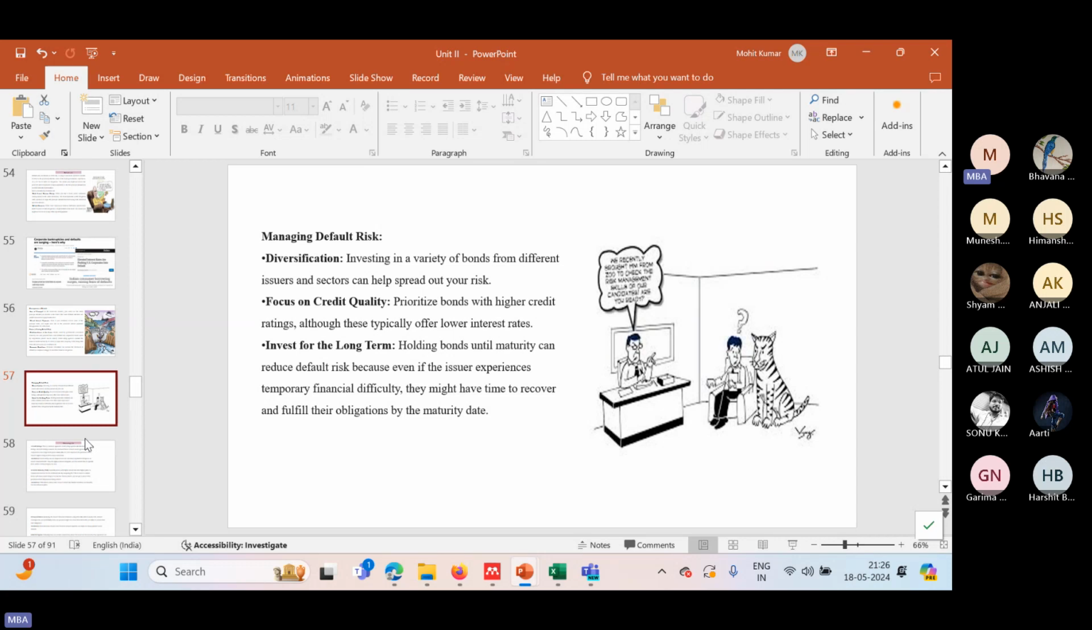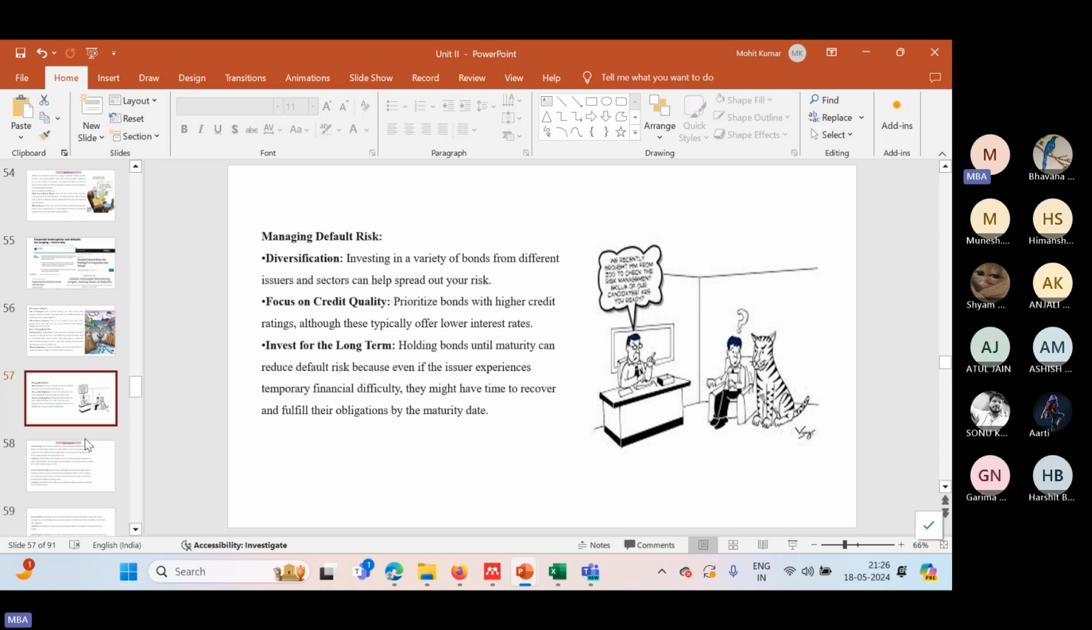The first is diversification. Obviously, never put all the potatoes in a single bowl. Then you have focus on credit quality, and then the long-term bond. I don't know how a long-term bond helps, but the reason given is that if you hold bonds until maturity, it can reduce default risk. That's sometimes a good thing to discuss. I cannot just teach you what is written here, but you should discuss it. The theory says the longer the maturity, the higher the uncertainty, right? So if uncertainty is higher, I don't know how investing for the long term is going to reduce your default probability.